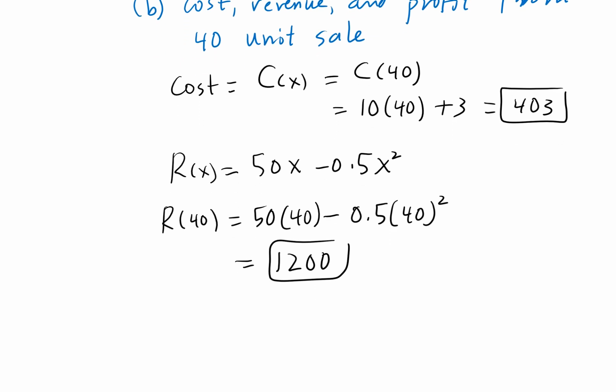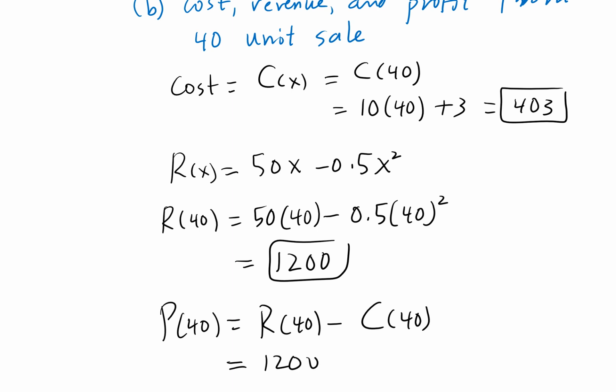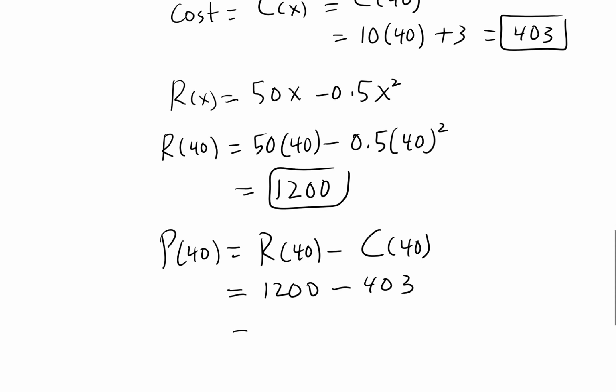The last one here is the profit. So they want us to find the profit at 40. Remember, the profit is the revenue minus the cost. And the good thing, we found both of them. This was 1200 and the other one was 403. Subtracting, that gives us 797.